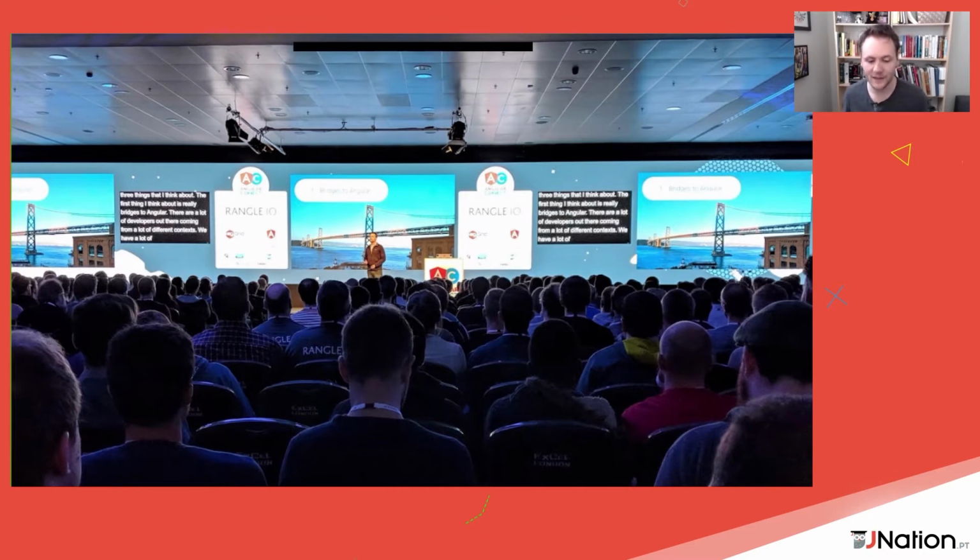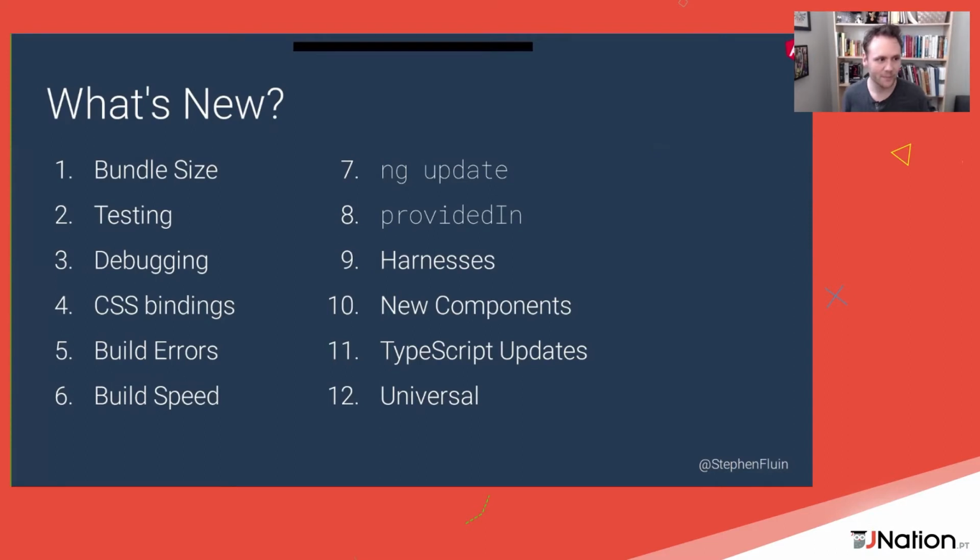So the big thing that everyone kind of knows about is Ivy. And so we'll be talking a lot about that. A lot of these features are related to Ivy. But in general, there's about 12 different features that I'm going to go through that were major updates to your ecosystem over the last few months. So let's dive in.